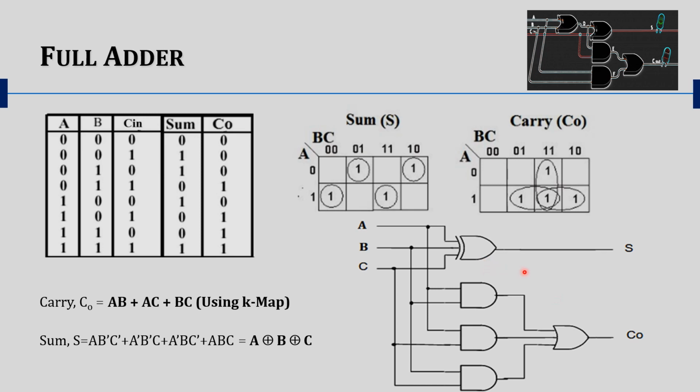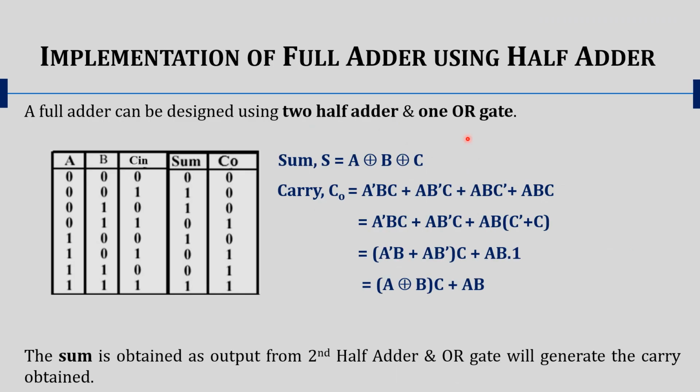So the sum can be implemented using an XOR gate, and the carry can be generated using 3 AND gates plus 1 OR gate. We can implement a full adder using half adders. A full adder can be designed using 2 half adders and 1 OR gate.